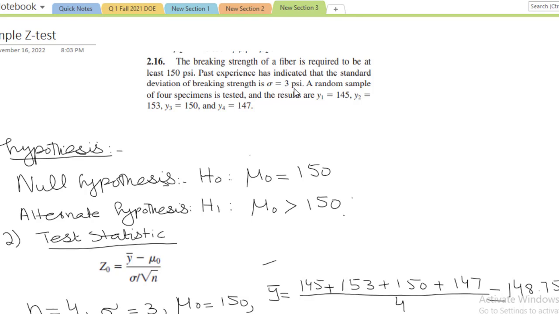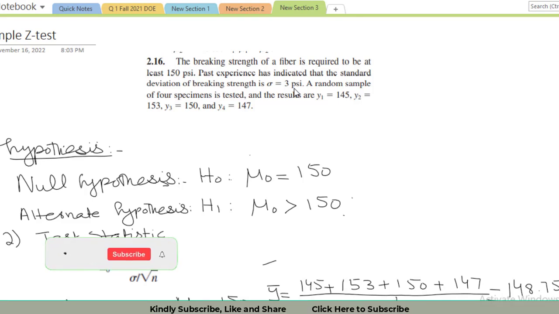Whenever we are provided with the standard deviation, please make sure that we only apply the z-test to solve the problem. A random sample of 4 specimens is tested and the results are here. Maybe you will get confused that we have only 4 observations and we are going to apply the z-test. However, the z-test is mostly applied when the standard deviation is known. For your clue, do not consider these 4 values as the deciding factor. Please focus on the value of the standard deviation: whenever the standard deviation is provided, you will have to apply the z-test.